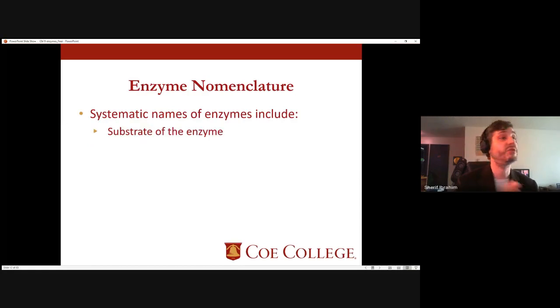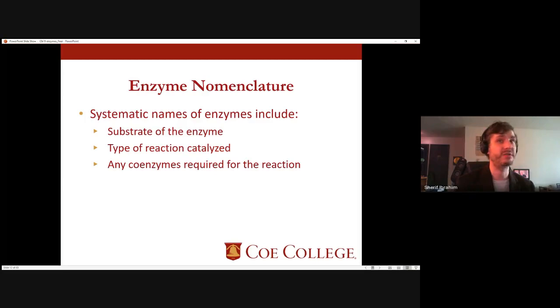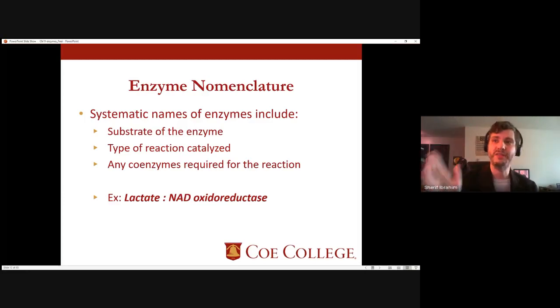All right. There are systematic names for enzymes. They get a little bit more complicated. They involve the substrate of the enzyme, the type of the reaction that is catalyzed, and also any cofactors that are involved. So we talked about lactate dehydrogenase earlier. The systematic name for that enzyme would be lactate NAD oxidoreductase. It tells you this enzyme is working on two substrates, lactate and NAD. NAD would be the cofactor or the coenzyme, and oxidoreductase tells you that it's an oxidation-reduction reaction.